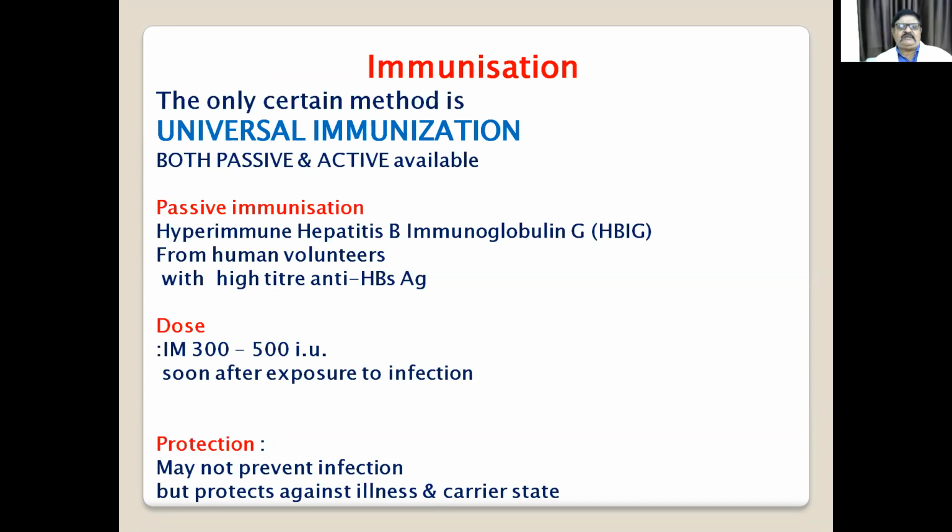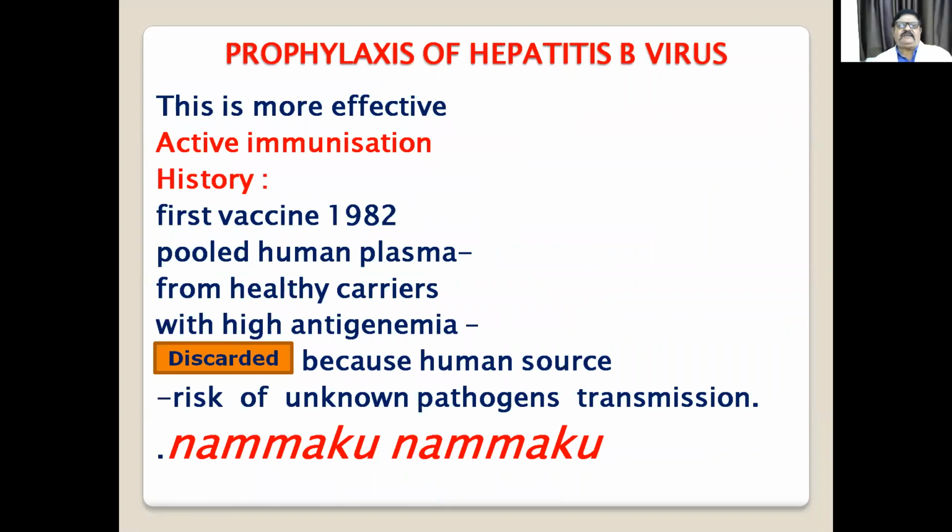And the dose is 300 to 500 international units soon after exposure to infection. It may not prevent the infection, but it protects against illness and carrier state. That is the reason why you should go for passive immunization.